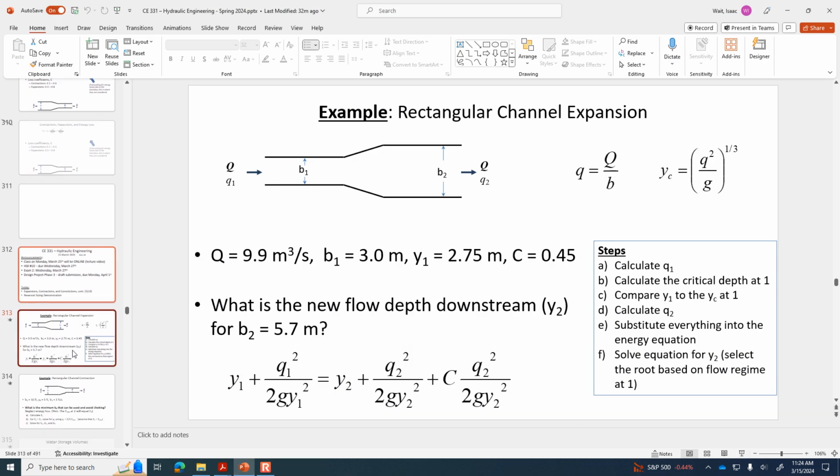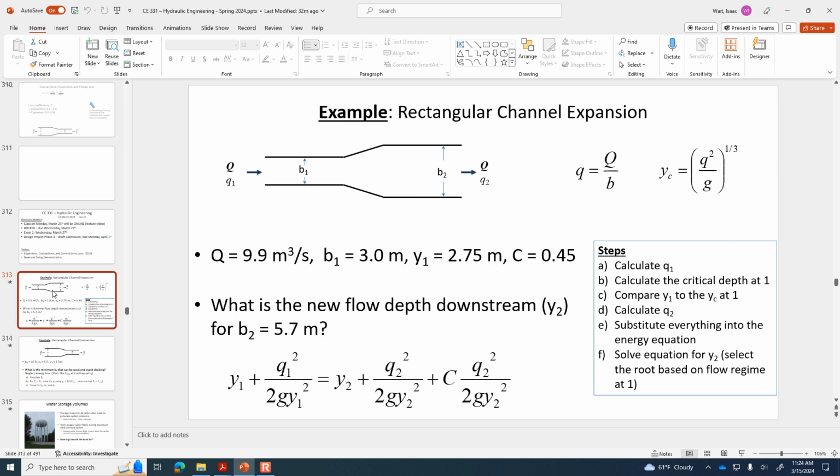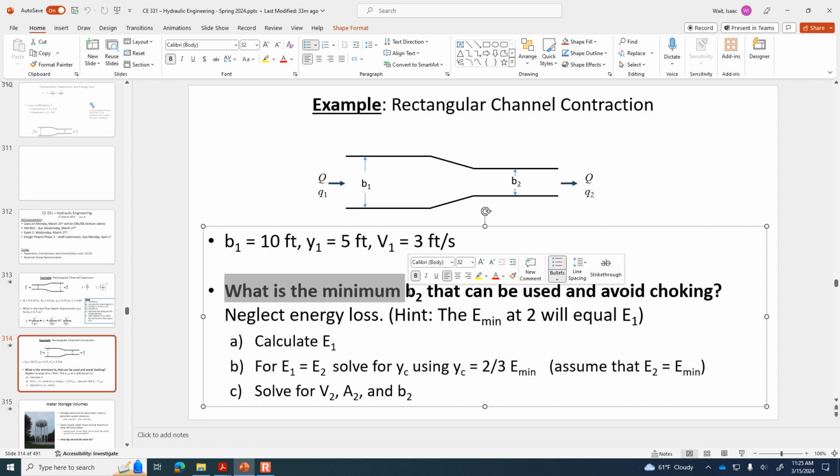Okay, so pretty closely related are channel contractions, except that there is the possibility that the channel could be so narrow that it chokes the flow. That possibility doesn't exist with an expansion. There's no expansion so wide that suddenly pooling has to occur upstream. That's not a thing. But there is a channel width that's so narrow that suddenly the flow can't be accommodated through that excessively narrow channel. And so there is the possibility that you could have choked flow.